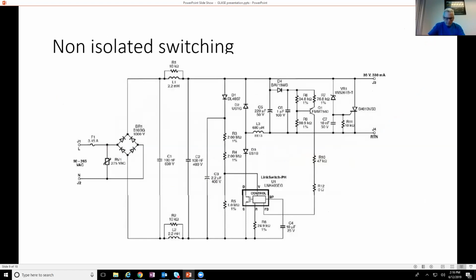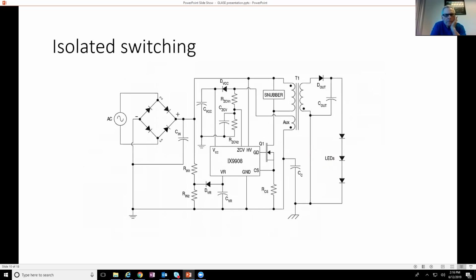This is something a little bit more complicated. This is a switching design. This design does not have isolation, so the 36 volt that's out here is not isolated by a transformer or galvanically from the branch circuit. It's controlled by this chip. So obviously the regulation here at the output is a lot more controlled.